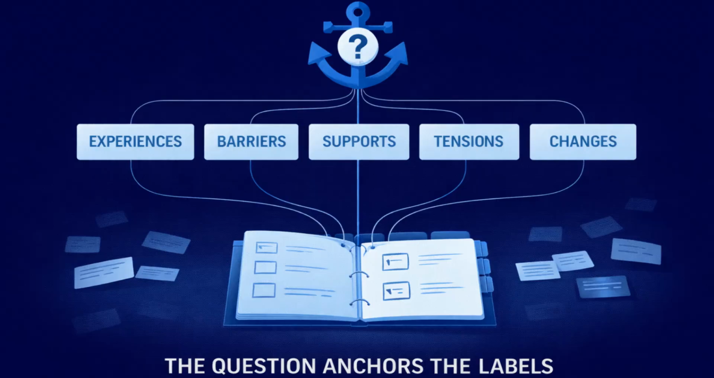The first thing that shapes the codebook is the research question. A codebook is not built in abstraction from the study. It is built in relation to what the study is actually asking. If the question concerns how learners experience independence when using AI tools during academic tasks, then the codebook must be oriented toward experiences, conditions, barriers, supports, tensions, and changes related to that phenomenon. The research question acts as the anchor. It tells you what kinds of data matter, and what kinds of labels are likely to be useful.